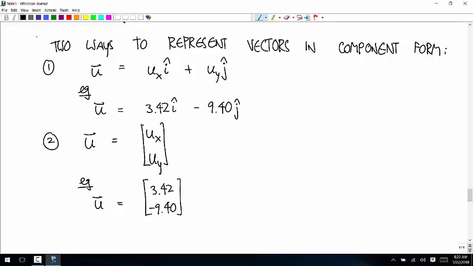So those two forms are equivalent. They mean the same thing. You can think of this matrix notation as saying that you multiply the first one times the x direction and the second one times the y direction.